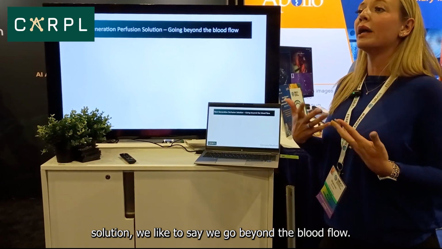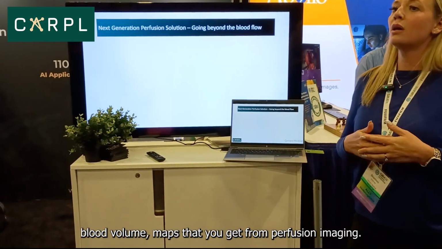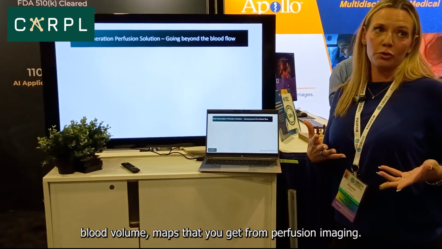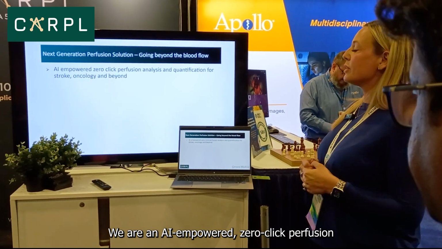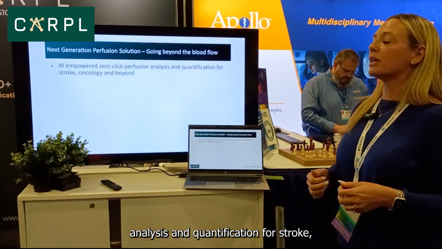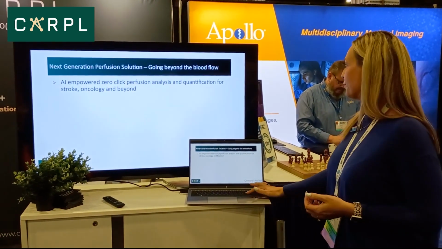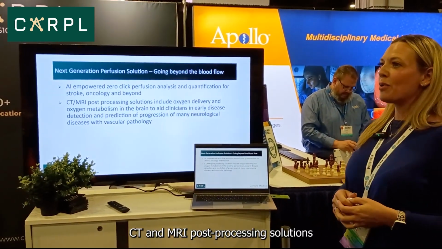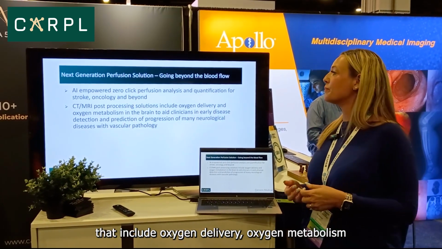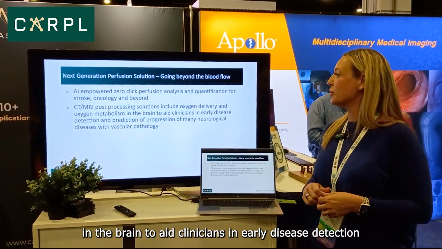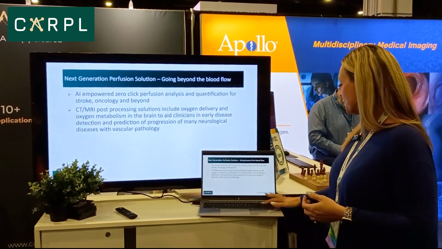We like to say we go beyond the blood flow. So we are more than just your basic blood flow, blood volume maps that you get from perfusion imaging. We go into the microvasculature. We are an AI-empowered zero-click perfusion analysis and quantification for stroke, oncology, and beyond. CT and MRI post-processing solutions that include oxygen delivery, oxygen metabolism in the brain to aid clinicians in early disease detection and prediction of progression of certain diseases.